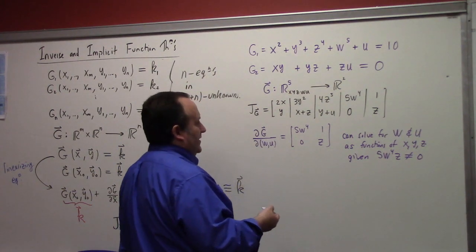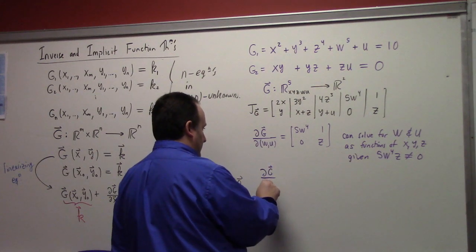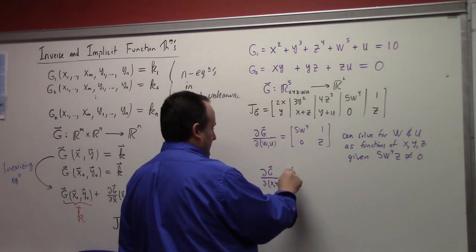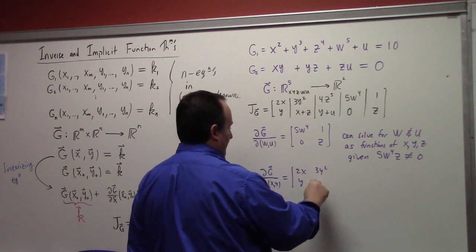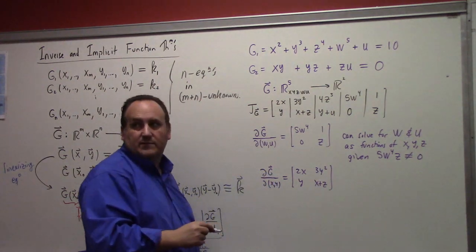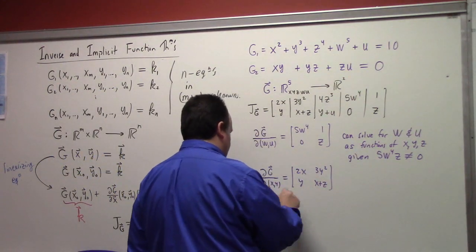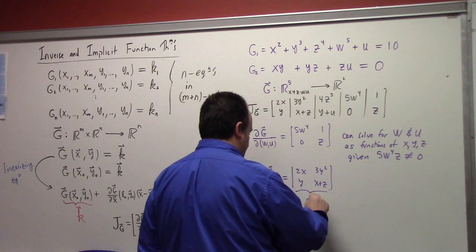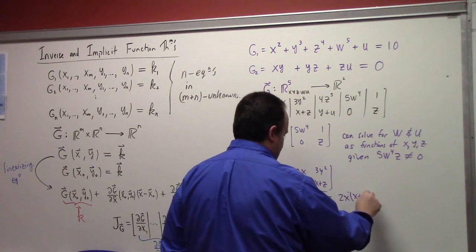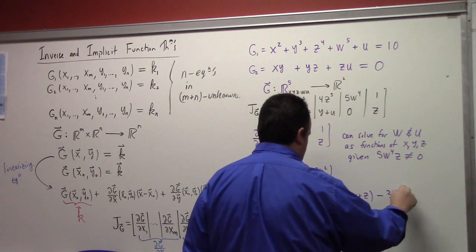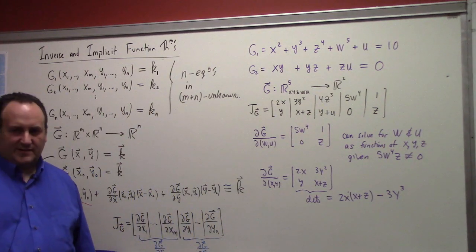Let's see here, what else could we try? On the other hand, suppose you wanted to solve for x and y. Well, then you would look at these two columns, right? And if you did that, well, it's kind of messier, right? What's the determinant of this? Yeah, we got 2x times x plus z minus 3y cubed.